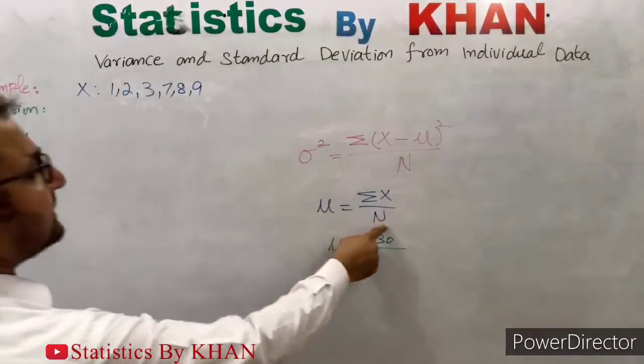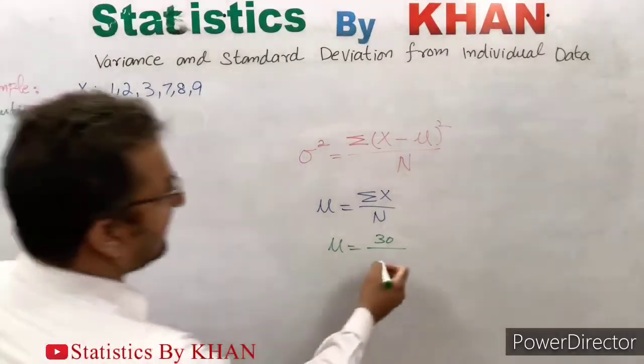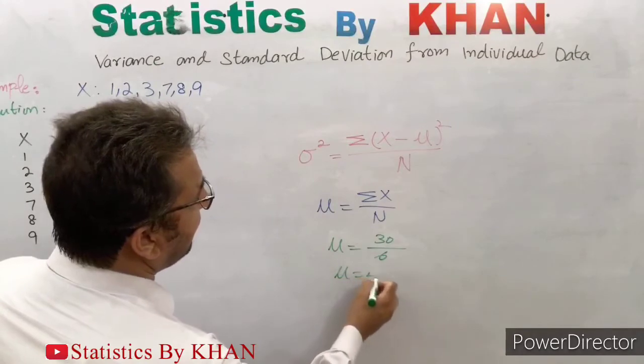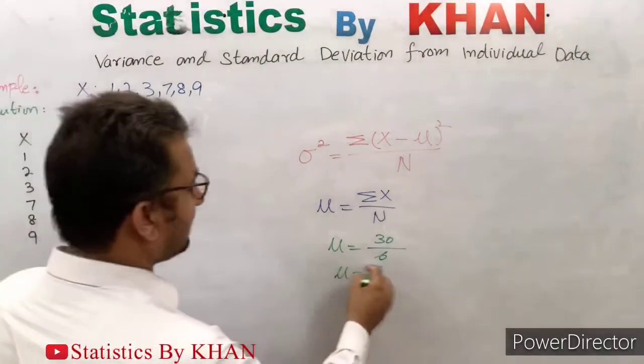And n stands for the number of data points in that data set. If we count the number of data points in this data set, they are 6: 1, 2, 3, 4, 5, 6. So we will write 6 over here. And if we simplify, we will get 5 as the population arithmetic mean. So now this is the population arithmetic mean.